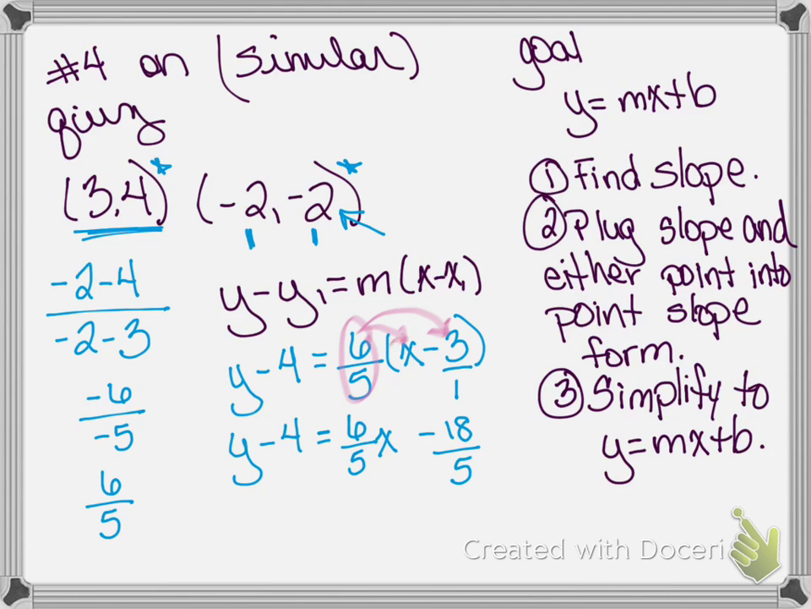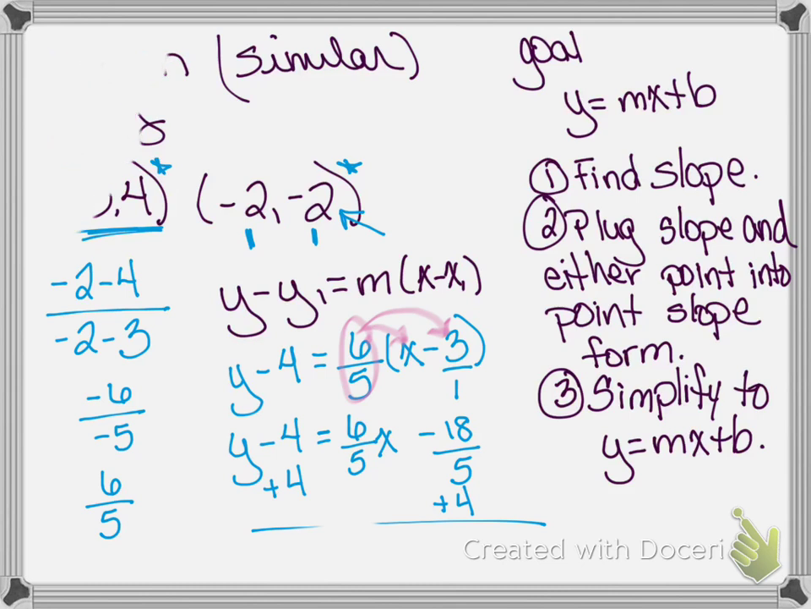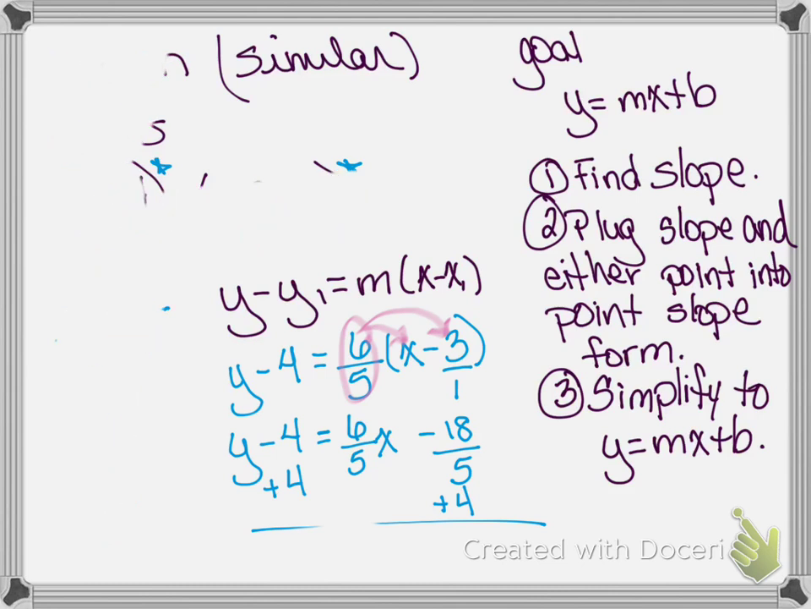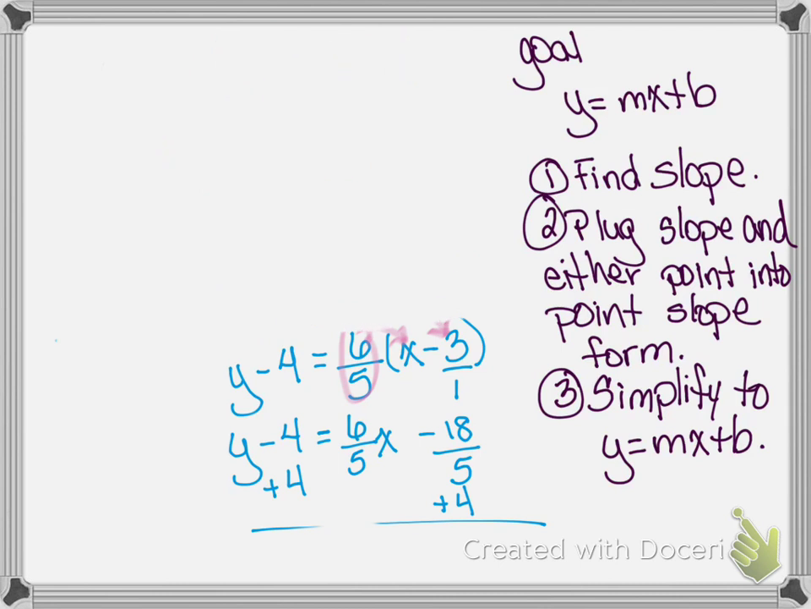Now what I have to do is get rid of this 4. I have to add the 4 to both sides. I'm going to have to erase some in order to get us to that point because we're going to have to do some addition. So I've got y equals 6 over 5. I've run out of room, so I'm going to erase up here and I'm going to simplify.